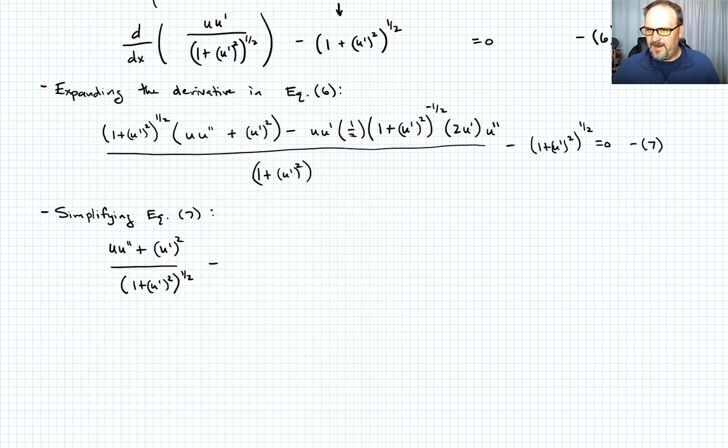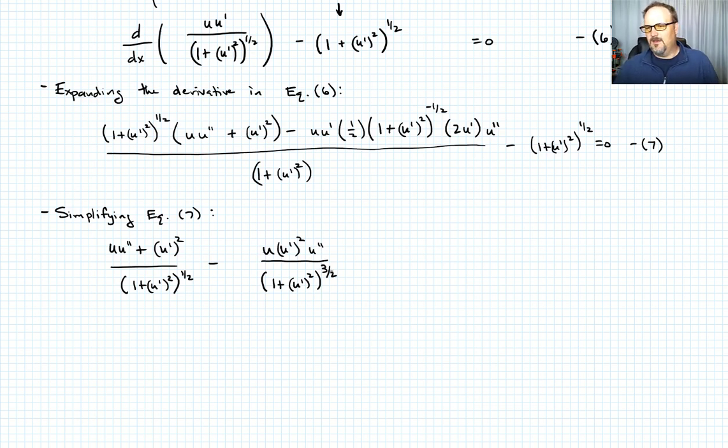My 2 and my 1/2 will cancel out, right? And so I end up with, let's see, that first term is a u, and then I have a u prime and a u prime, so this becomes u prime, the quantity squared, and then I have a u double prime, right? And then in this case I have 1 plus u prime, the quantity squared, to the 1 power, and then this is to the negative 1/2. So if I multiply top and bottom by 1 plus u prime squared to the 1/2 power, I can get rid of this. But then this denominator now becomes 1 plus u prime, the quantity squared. Now this is to the 3/2, right?